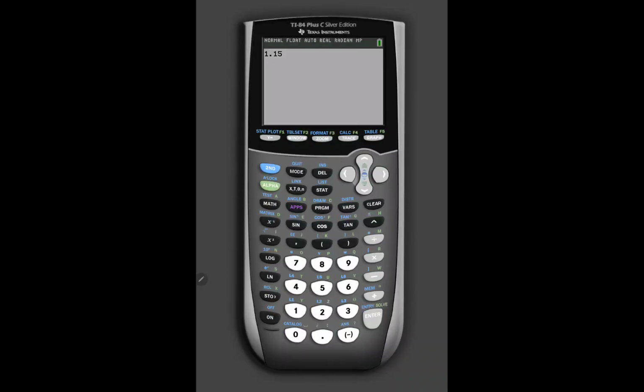Okay, so this is 1.5 times matrix A. So matrix A, I go back to matrix, I pick names, and there it is. And there's all my values, including the ones I did by hand. Okay, so let me take a picture of that one.